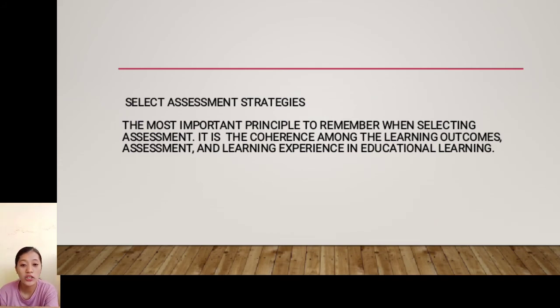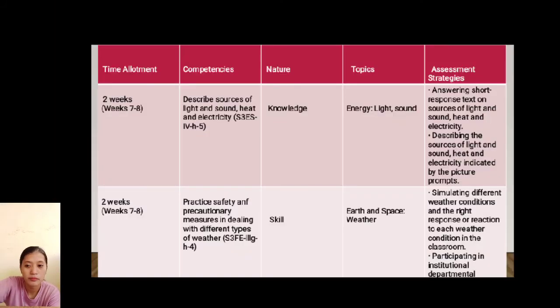The select assessment strategies. The most important principle to remember when selecting assessment is the coherence among the learning outcomes, assessment, and learning experiences in educational learning. So examples: time allotment, the competences, the nature, the topics, and the assessment strategies. So the time allotment is 2 weeks, or weeks 7 to 8.